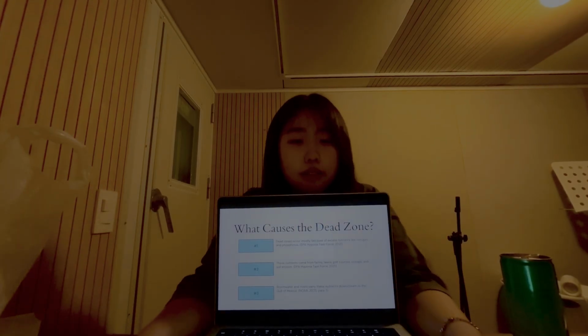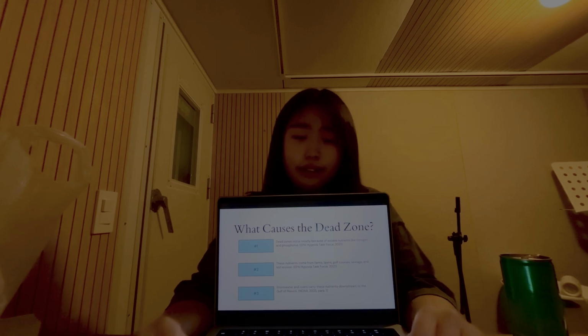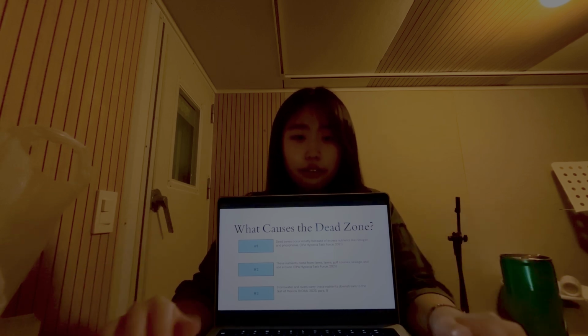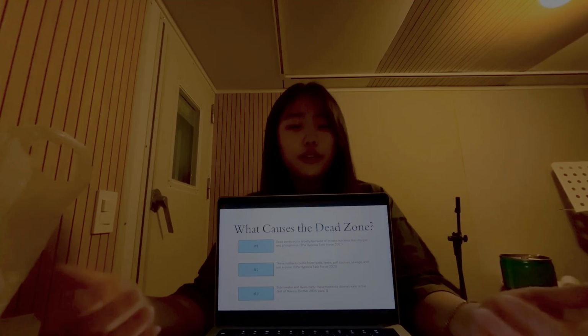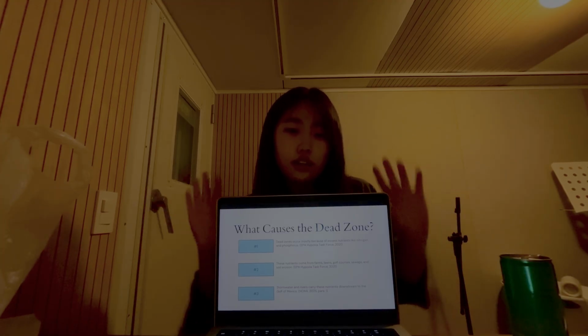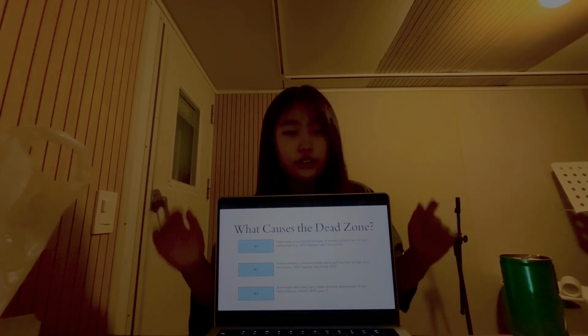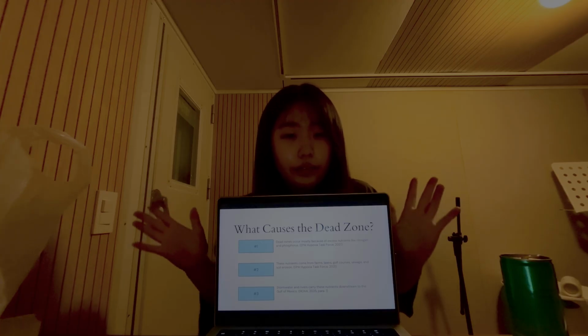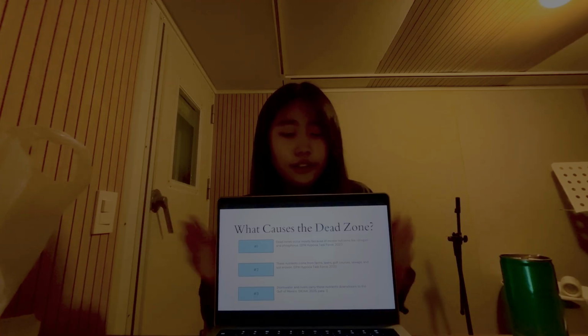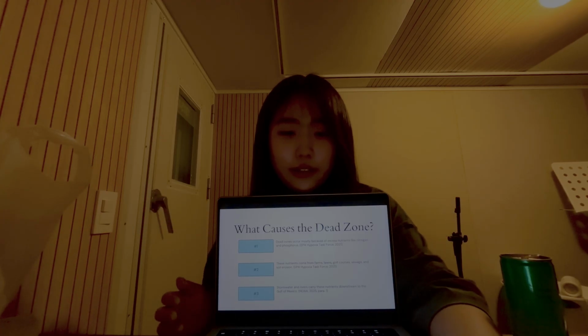So the dead zone occurs mostly because of excess nutrients like nitrogen and phosphorus, and these nutrients come from farms like fertilizers, lawns, golf courses, sewage, and soil erosion. And storm waters and rivers carry these nutrients downstream to the Gulf of Mexico.